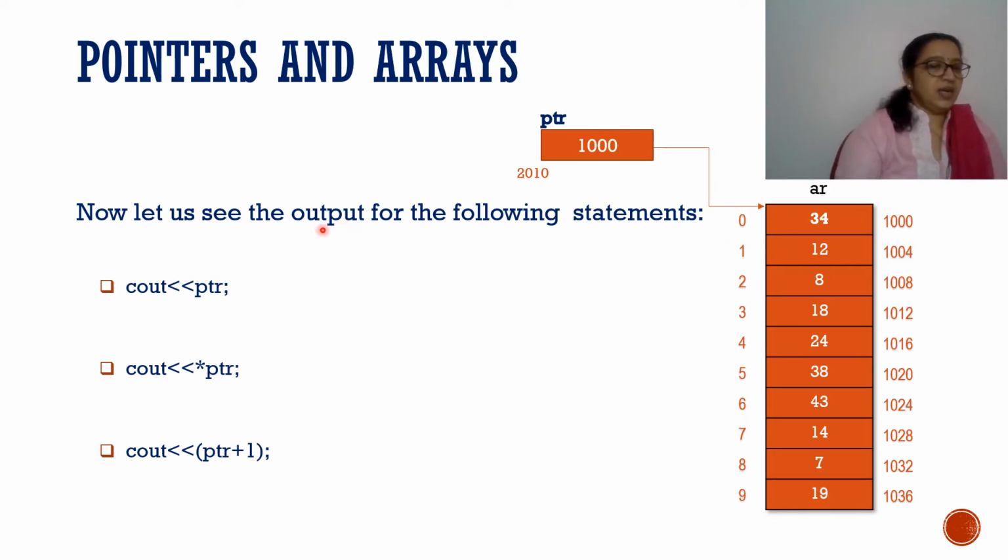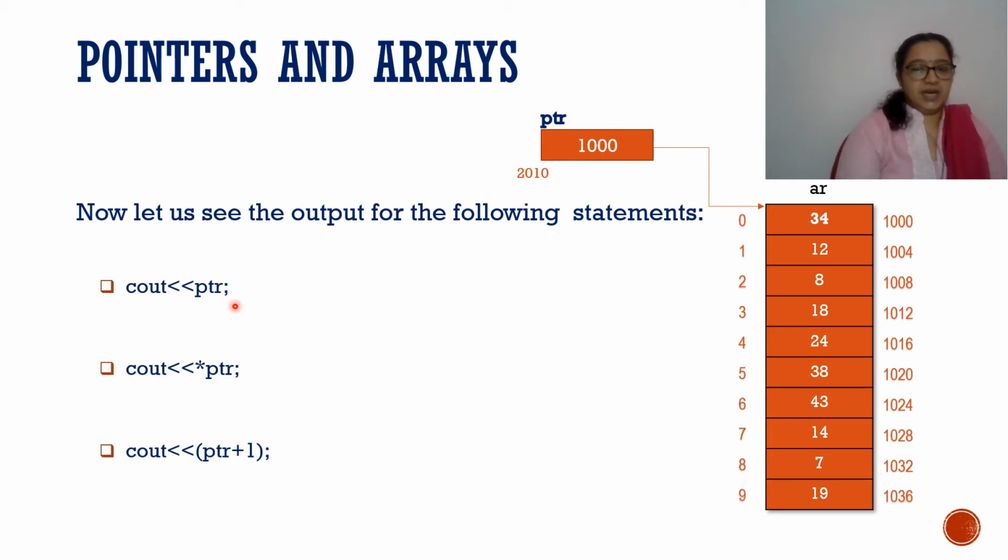Okay. Now let us see the output of the following statements. I think this is the better way to learn pointers and arrays. So take it as a fun way. Okay, I'll keep 1 minute for your answer. So just see cout PTR. What will we get if we put this statement?